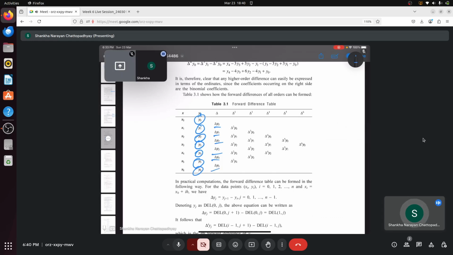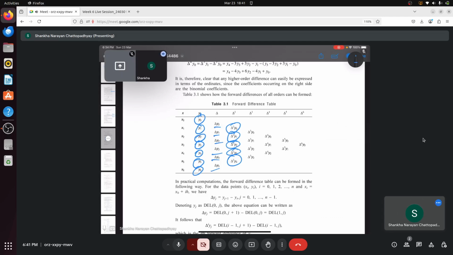And similarly these terms can also be calculated by just subtracting the first one from the second one. So this is delta y0. If you subtract this from delta y1, you will get delta square y0. So this is how the difference table is formulated.